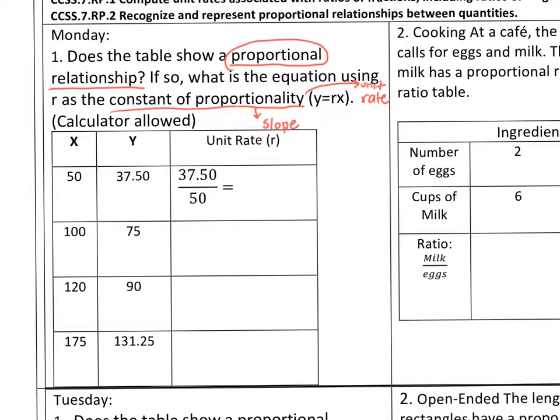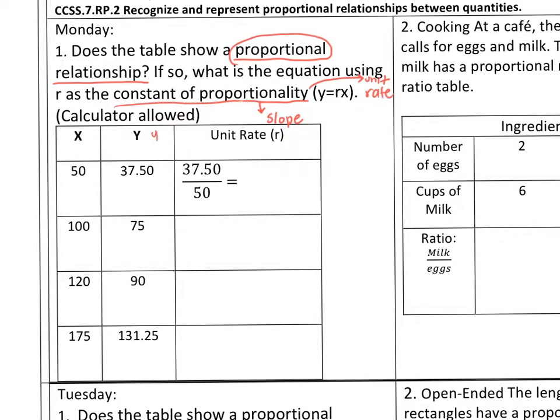If you're ever given a graph and it's asking you about unit rate, constant of proportionality, or proportionality, what else? Equivalent ratios. Basically, if they give you a graph and they're asking you if the terms compare to one another, you have to write the ratios from y to x. So that's why I wrote the first ratio, 3750 over 50. My next ratio would be 75 over 100. My next ratio would be 90 to 120. And then 131.25 to 175.